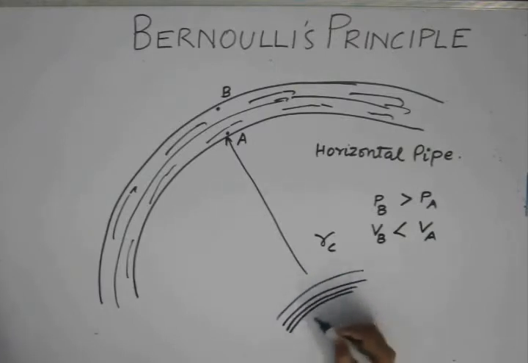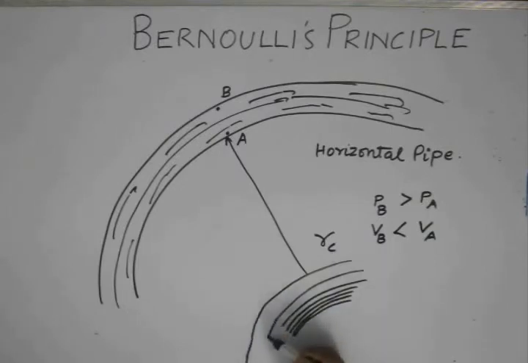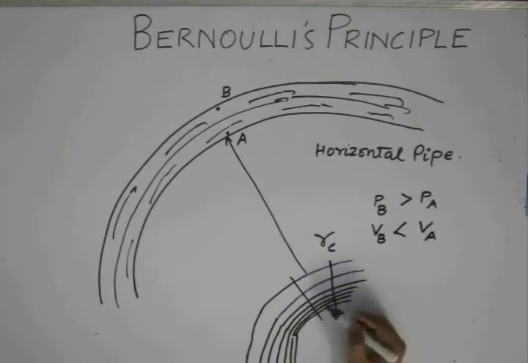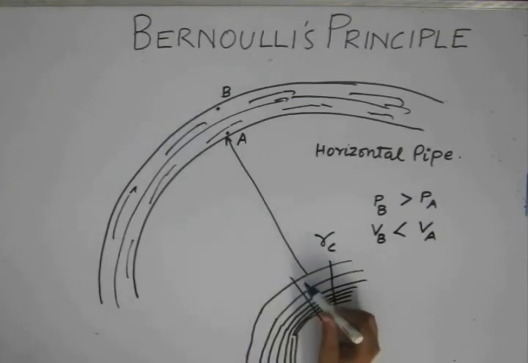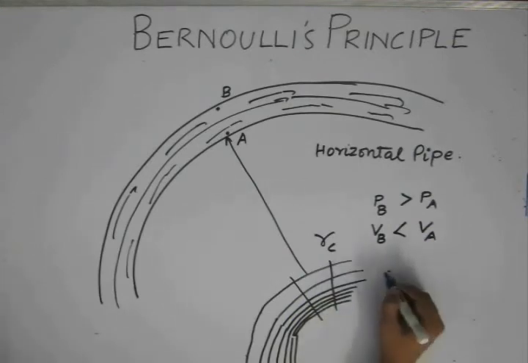As we go nearer and nearer to A, the streamlines become closer and closer. Initially they were almost parallel. So this bend is causing the streamlines to come closer, thus increasing the velocity at A, decreasing the velocity at B, and simultaneously increasing the pressure at B and decreasing the pressure at A, which is going to be because of the centrifugal force.